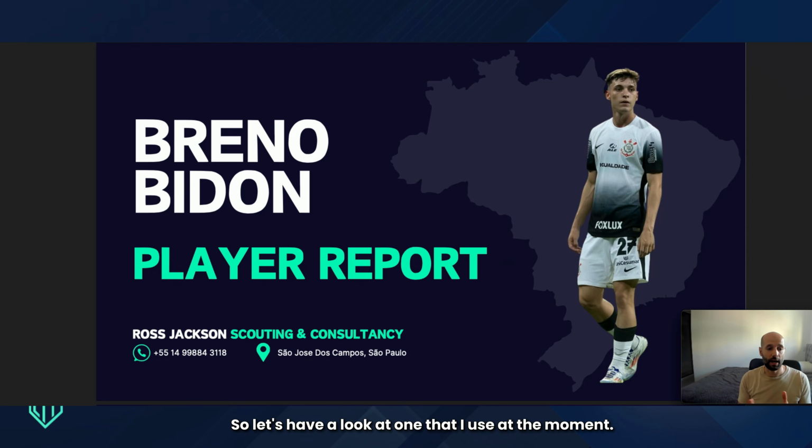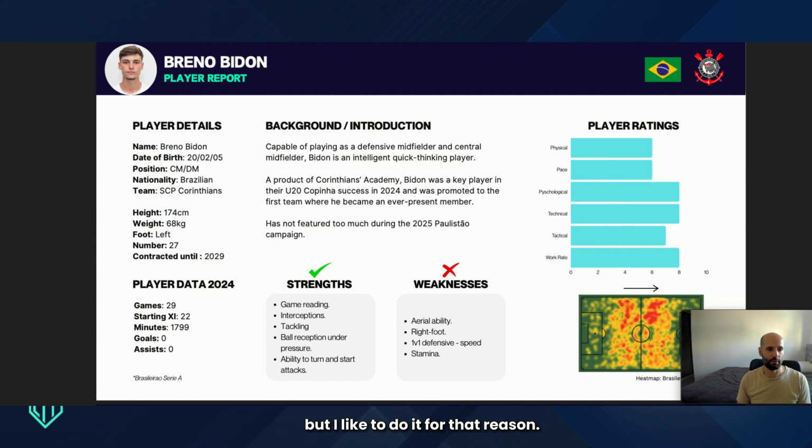So let's have a look at one that I use at the moment. I start with a front page just to draw in attention, gain attraction, just so people can see what it's about to start with. The name of the player obviously stands out very clearly, player report in big bold letters, and something a bit graphic just to gain attention and get people to look at it. If you're using it as something you can display on social media. If you're sending it directly to a scout, potentially you probably don't really need to do this, but I like to do it for that reason.